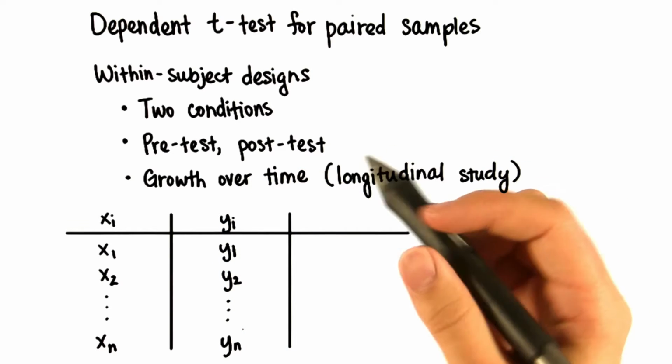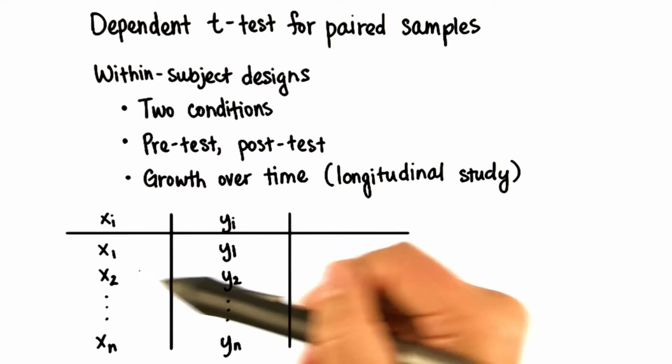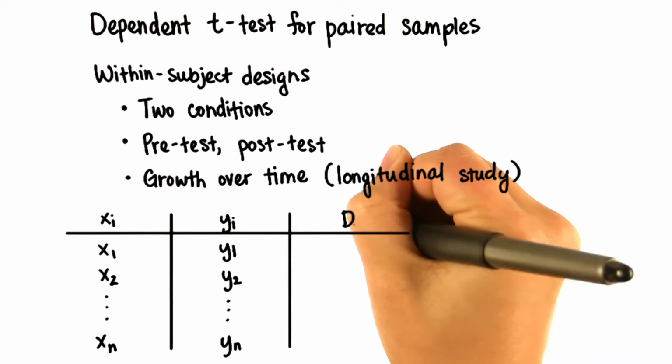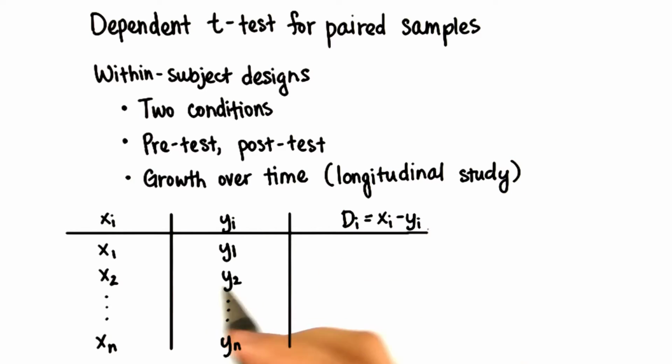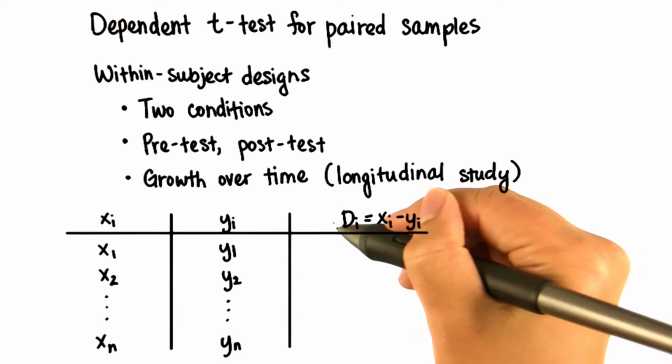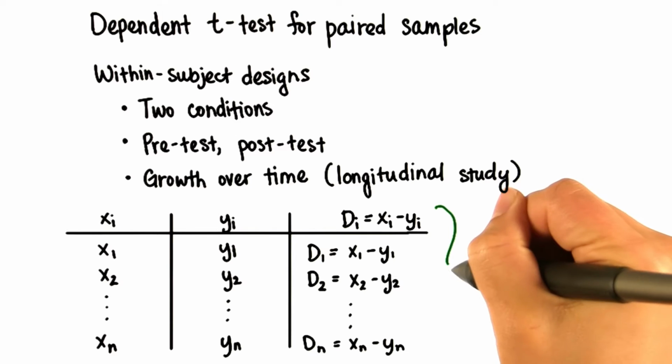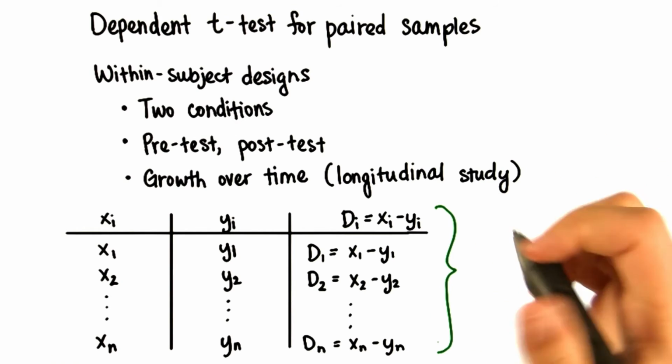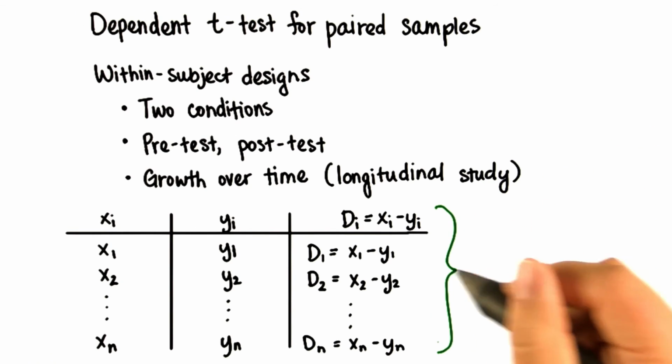And then what we want to do is look at the difference between these values. We'll call this d sub i. And that's just the x values minus the y values, or it could be the opposite. We're really just concerned with the absolute difference. Now we follow the same procedure as we did before with the one sample t-test, except we use the values of d.